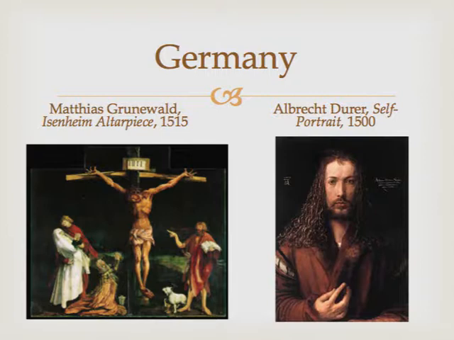First, we'll look at Germany, and two artists in particular that we'll look at side by side. Remember how I said that to some extent, the Northern European artists tended to look a little bit more at religious themes and imagery. On the left-hand side, we see here Matthias Grunewald's Isenheim altarpiece from 1515.